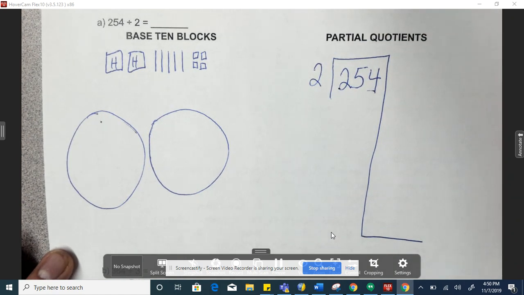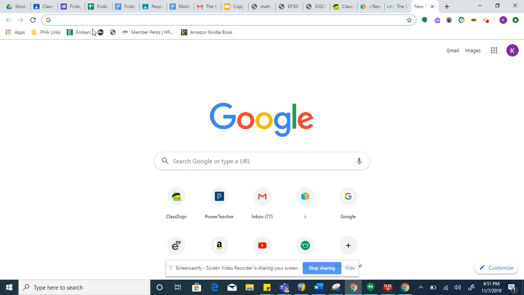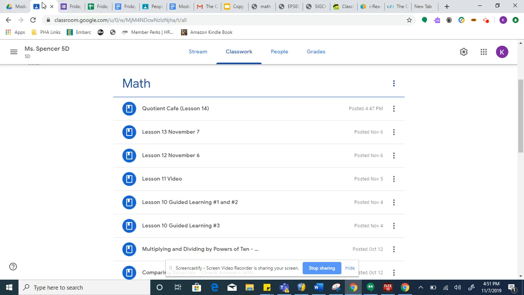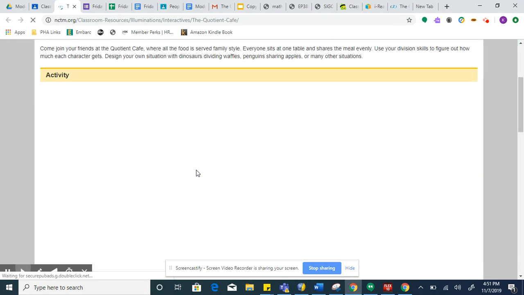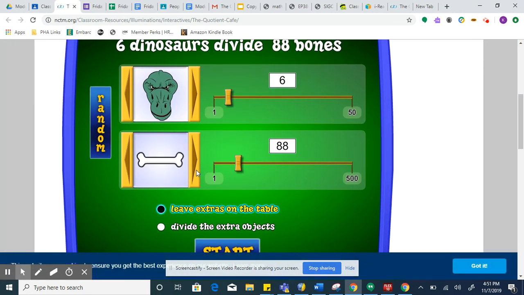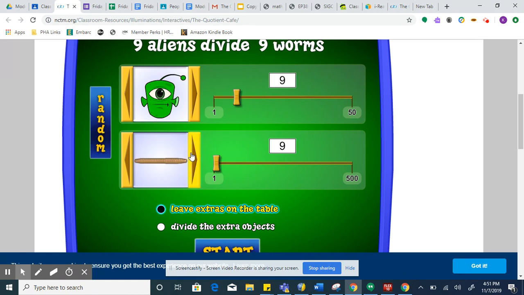Now we're going to be using something called Quotient Cafe to help us out. To get to Quotient Cafe, you're going to go to your Google Classroom. And then at the top under classwork and math, it'll say Quotient Cafe, lesson 14. Open it up. All right, and then you'll see this here. If you want to change the characters, so I'm using dinosaurs and bones, you can change them. We can use aliens and worms.